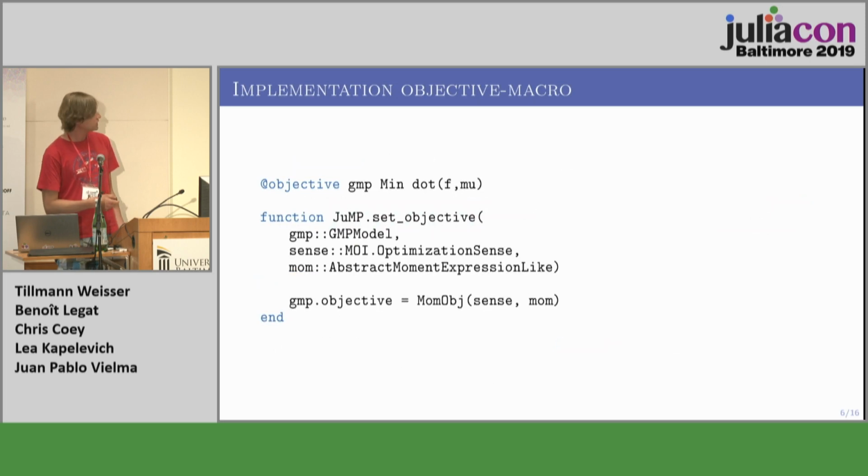Implementation of this is fairly easy because JuMP is designed this way. To use this add objective macro, I only need to define this function, set_objective_function from JuMP. It takes a model, an objective sense, and some abstract moment expression, and what it does is set the value of a JuMP objective to a moment objective with the sense and the moment expression. So this is fairly easy.